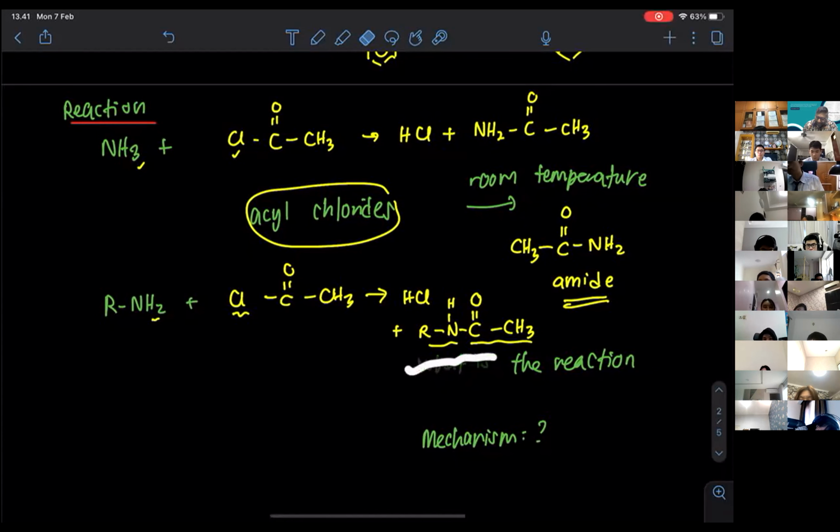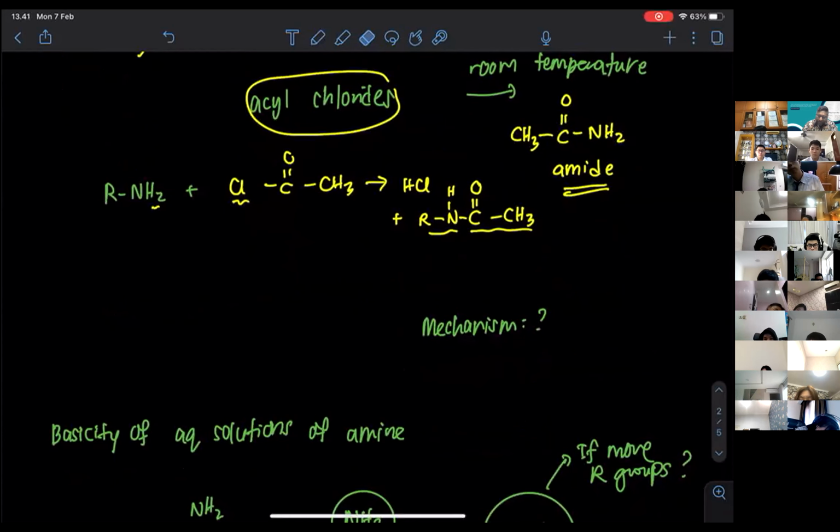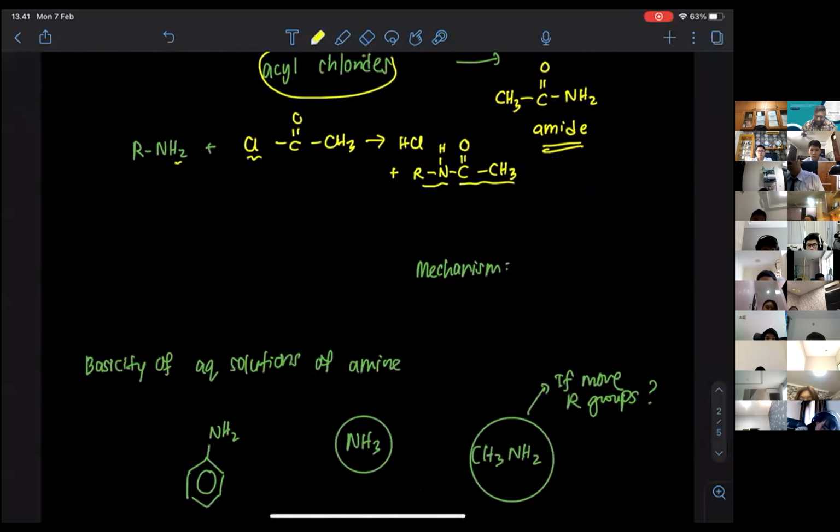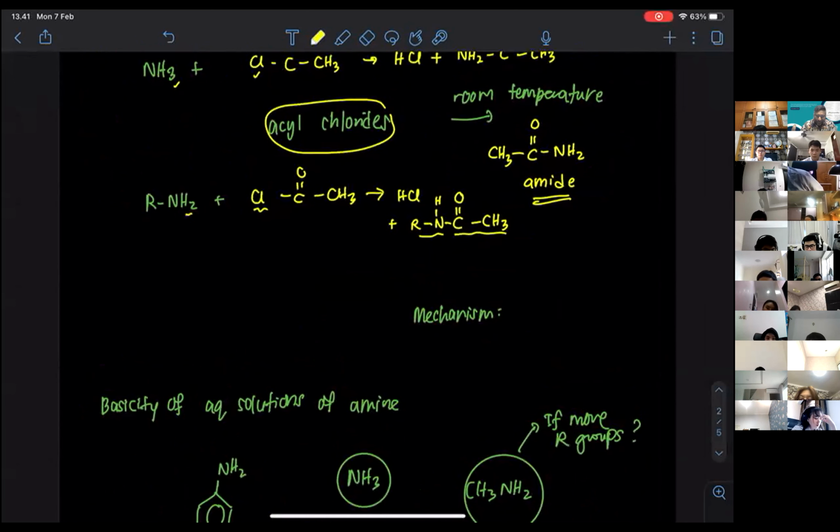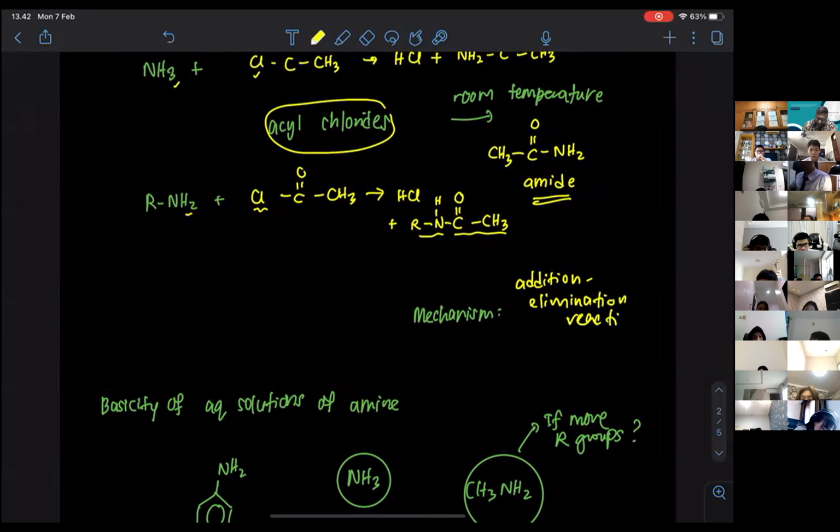For the mechanism of this reaction, you need to remember that the moment there is acyl chloride... what is the mechanism, Josh? Acyl chloride reaction, what is the mechanism? Jasmine? Addition, elimination. Yes, good. Addition, elimination reaction. So do remember this. This is the mechanism.